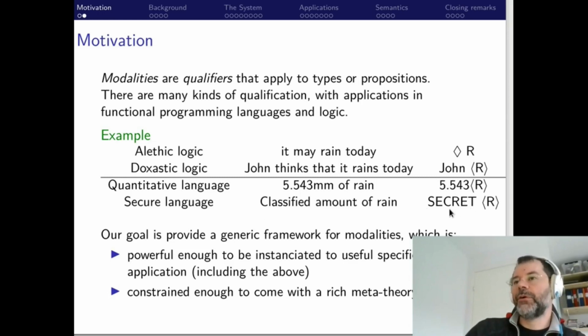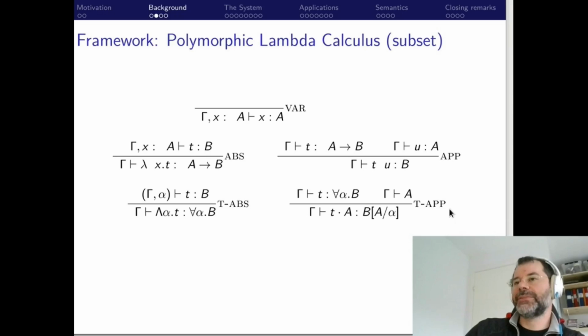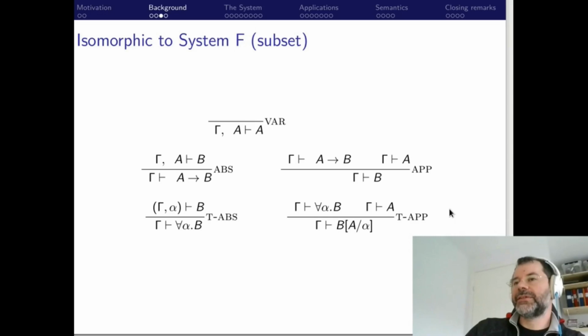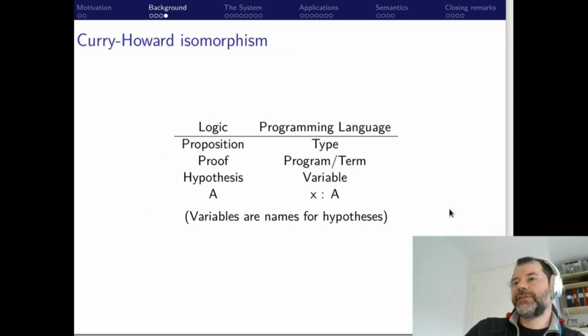In this work, our goal is to describe a system which unifies all such instances of modalities. We also want the system to have a useful meta-theory, which all instances can inherit. Our work is set in the framework of System F, also known as the polymorphic lambda calculus. I am going to assume familiarity with it. If you watch this video offline, feel free to pause and read the slides at your own pace, or you can consult the paper and come back later here.